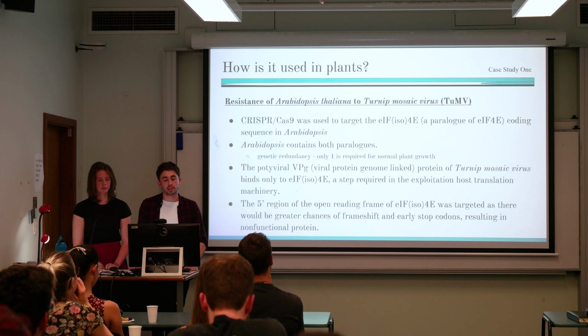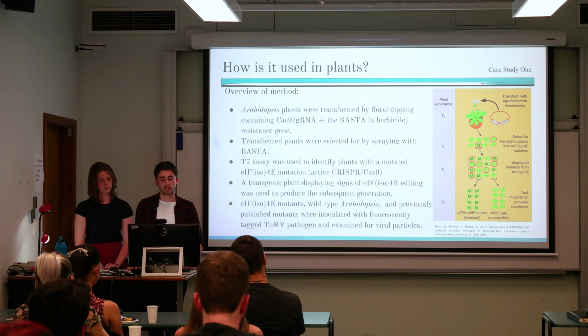Following this, a transgenic plant displaying clear signs of EIF ISO 4E mutation was used to produce subsequent populations via self-fertilization. Finally, inoculation of fluorescently tagged TuMV was carried out upon EIF ISO 4E mutants, the wild-type Arabidopsis plants, and a previously published mutant of EIF ISO 4E.